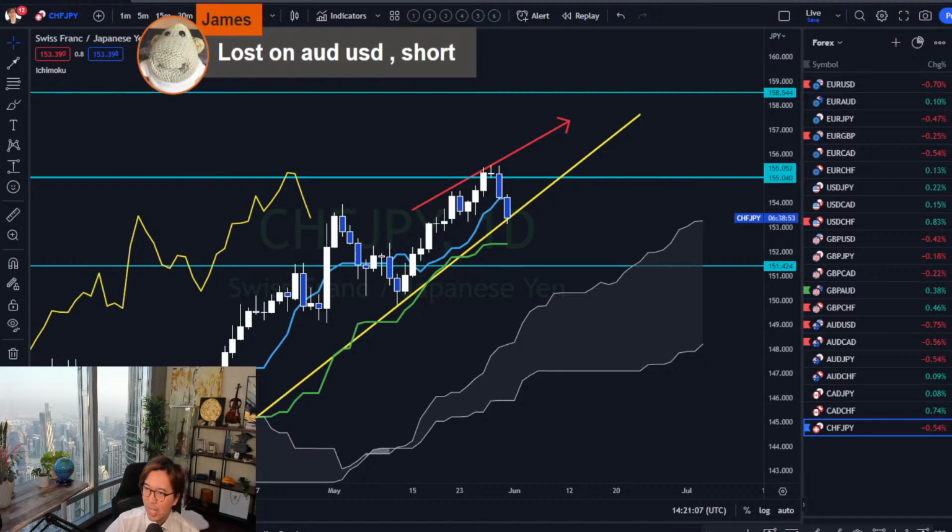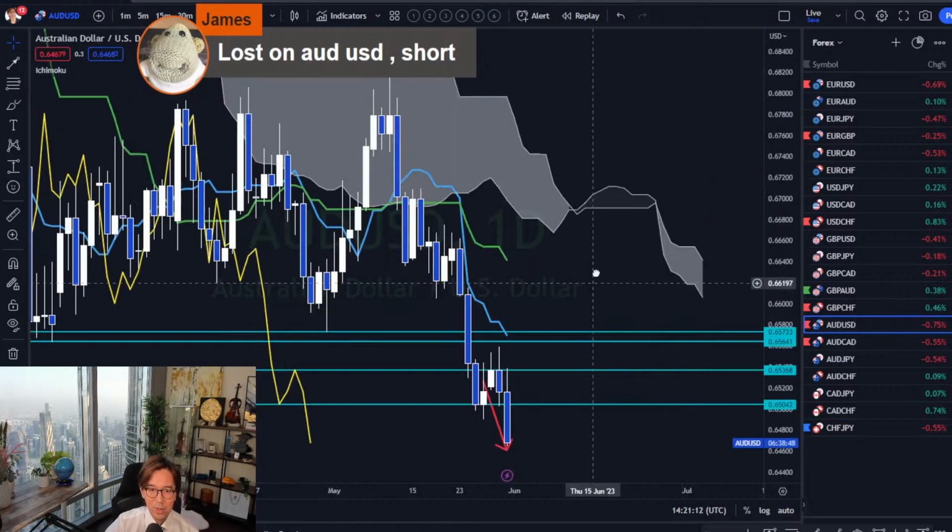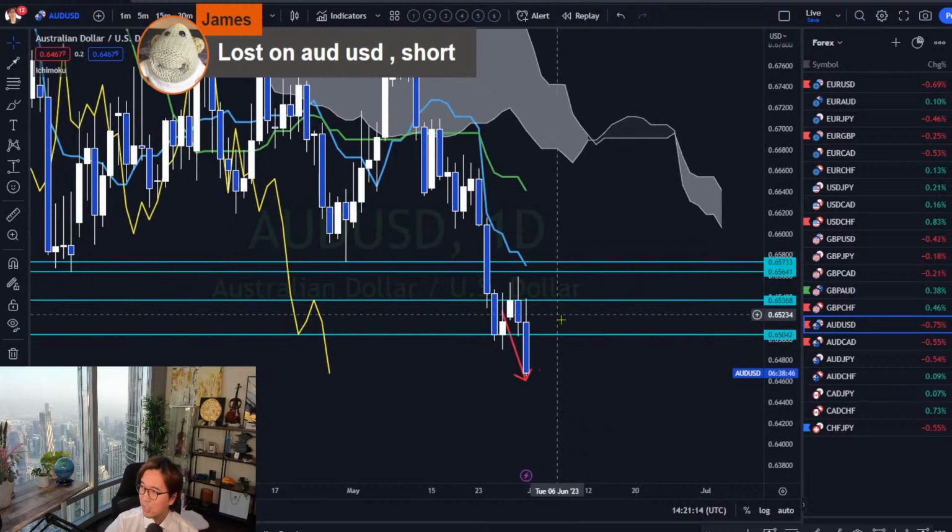Alright, lost on AUD USD short, okay. But it's still downtrending, so you can look for another opportunity to sell on this one.